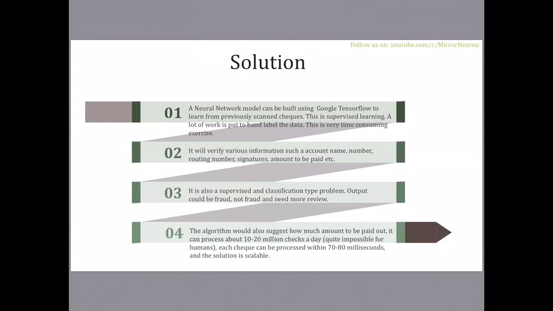The algorithm would also suggest how much amount to be paid out. It can also process 10 to 20 million checks per day, and each check can be processed within 70 to 80 milliseconds. And the solution is scalable as well. Now, that's a very interesting solution to the problem at hand.